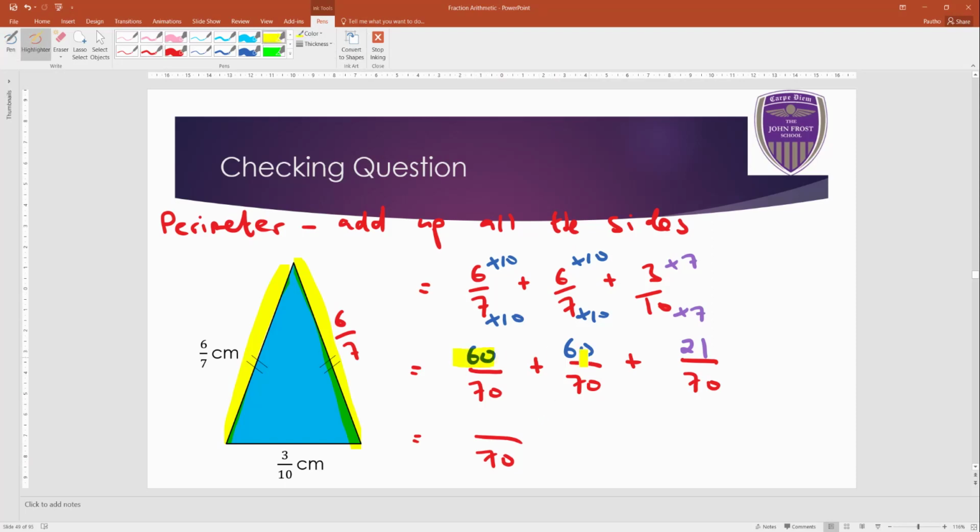And then 60, add 60 is 120. And 21 more, that is 141, I believe. And this time round, I will make it a mixed number. It would be 2 and 1/70th. And the units of the answer would be centimeters because you're adding up all the sides. So the overall answer would be in centimeters.